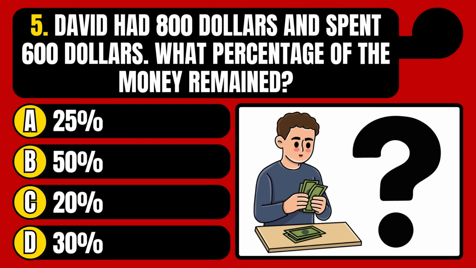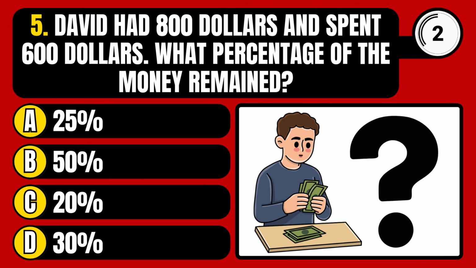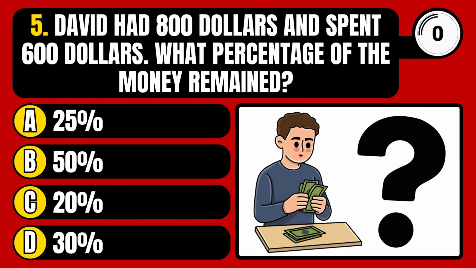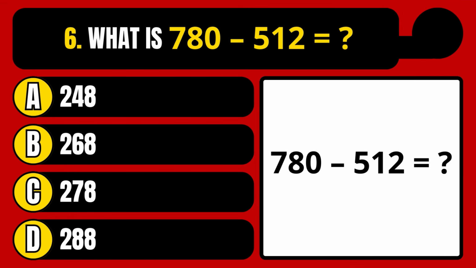25%, 50%, 20%, or 30%? The correct answer is Option A, 25%. What is 780 minus 512? 248, 268, 278, or 288?